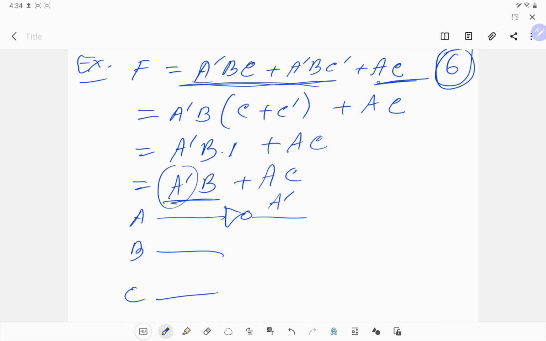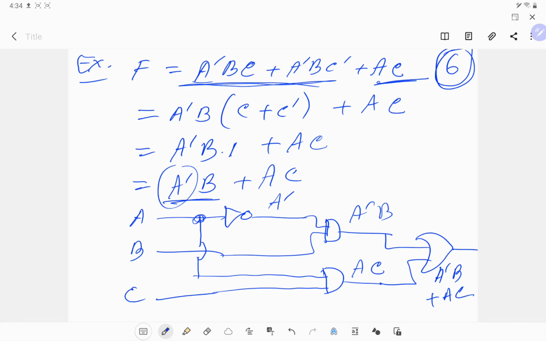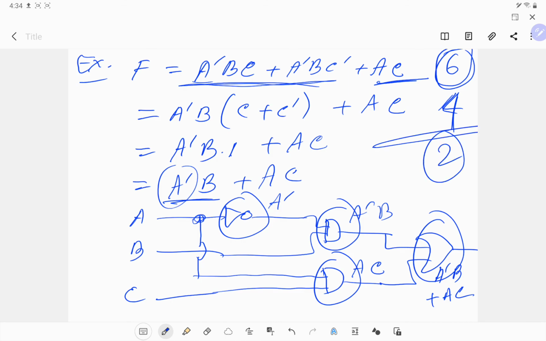It will give us A prime. Then we need A prime B, so we need an AND gate. Yes, A prime B. Then we need AC. The first input is A, second input is C. So now we got here A, C, and we need an OR gate of 2 inputs, sorry, and the output will be A prime B plus AC. So how many have we needed here? 1, 2, 3, 4 gates. So in the previous version we needed 6 gates. Now we need 4 gates, and we actually have minimized by 2 gates.